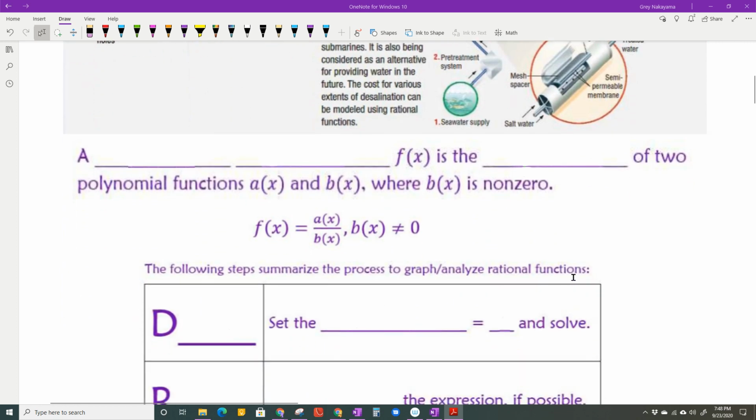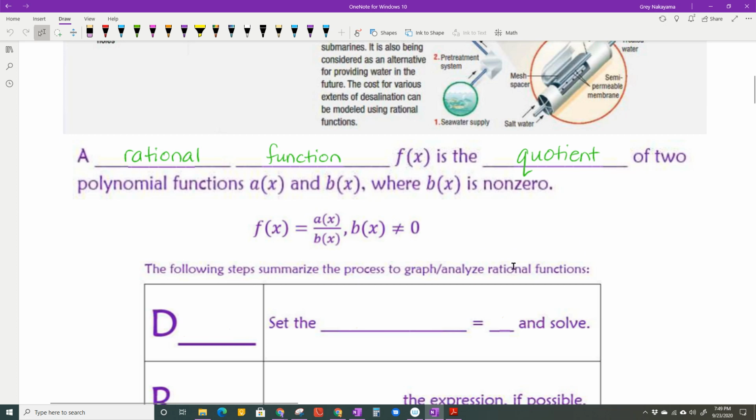Okay, so to start off with, a rational function, f of x, is the quotient of two polynomial functions, a of x and b of x, where b of x is non-zero. So this is what it looks like. This is a rational function. So it's a fancy fraction that's going to have variables in it.